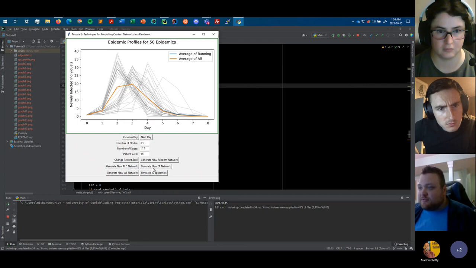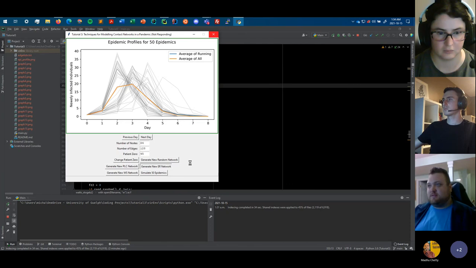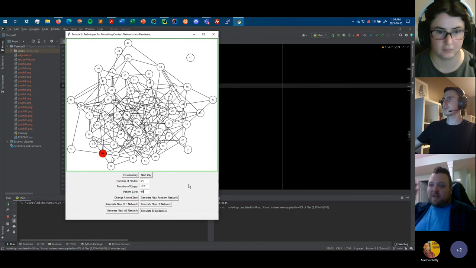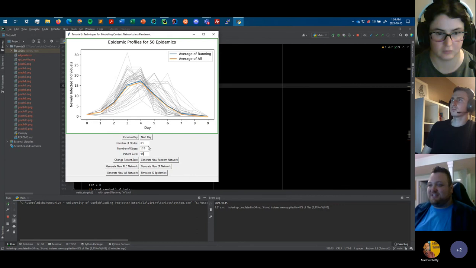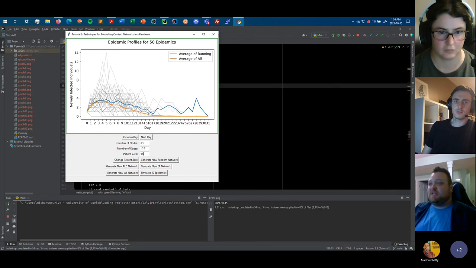So let's say we switch to an ER graph, and we simulate 50 epidemics. I guess it's pretty similar, unfortunately. But if we change this up to Watts-Strogatz and we simulate 50 epidemics, we see that there is a big difference. Once again, the blue is only considering the ones still running, and orange is if you consider all the ones that have died out by now, what's the average number of people that got infected that day?